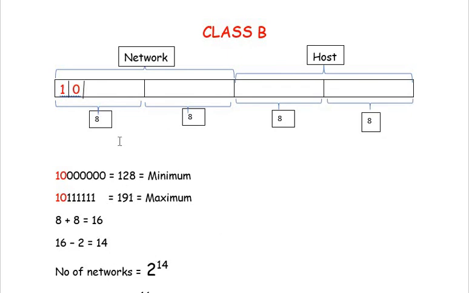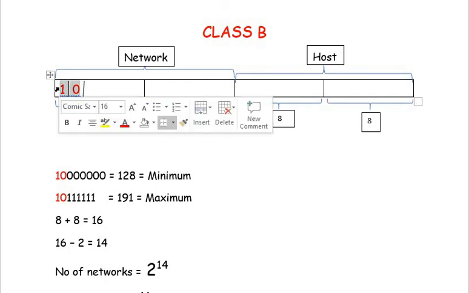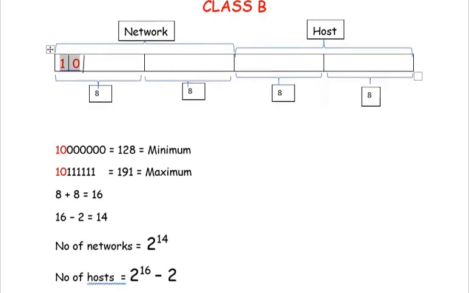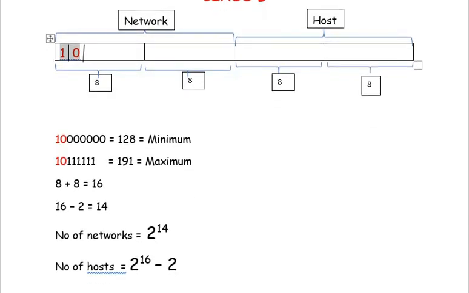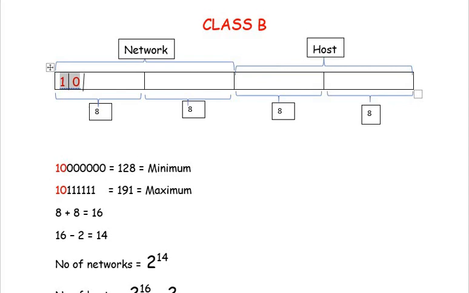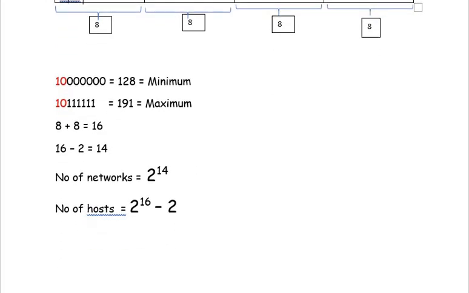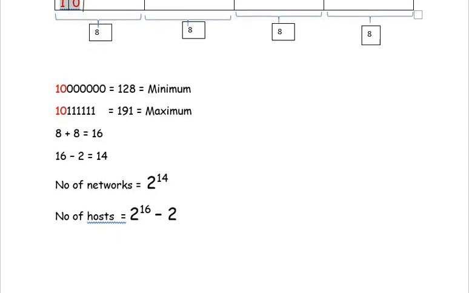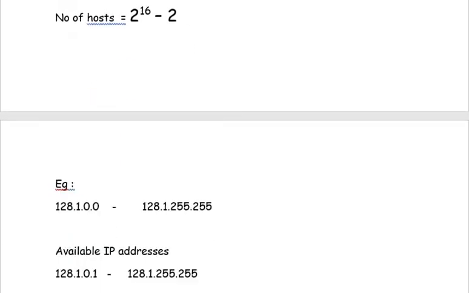Number of networks: in the network part there are 16 bits, except 2 bits which are the leading bits, 1 and 0. 16 minus 2 is 14. So the number of networks is 2 to the power 14. Number of hosts: host bits are 16, so the number of hosts per network is 2 to the power 16 minus 2.